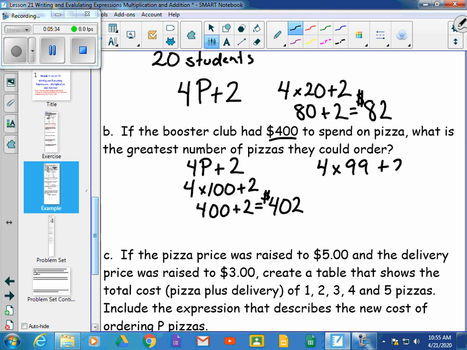And of course, add 2 on there. So 4 times 99 would be 396, plus the 2. We would add that together. That is the highest amount that they could pay under $400. So that would tell us that they can order at most 99 pizzas.